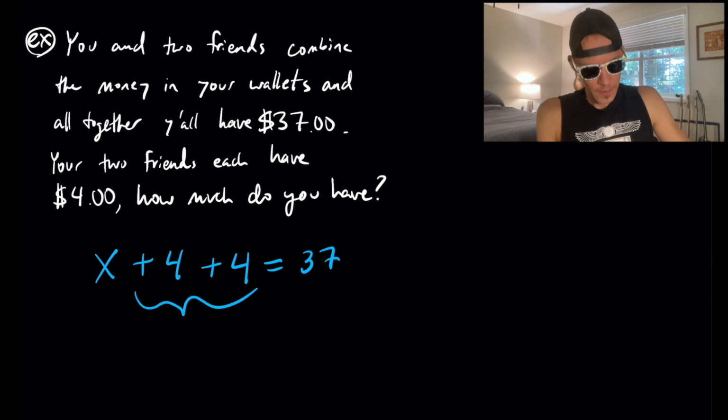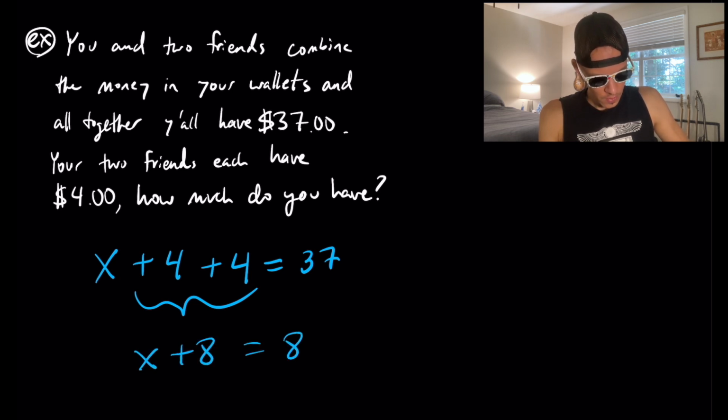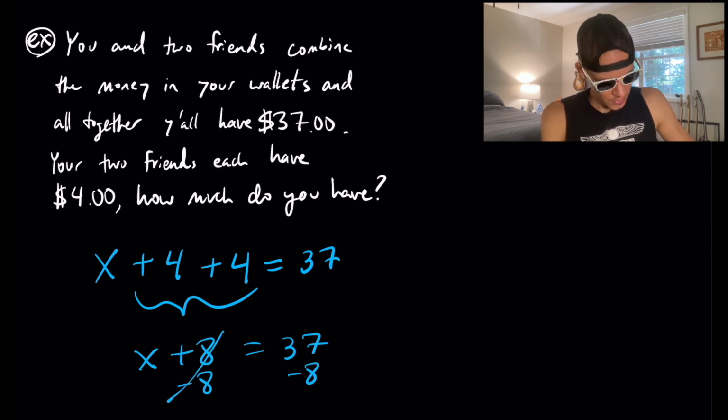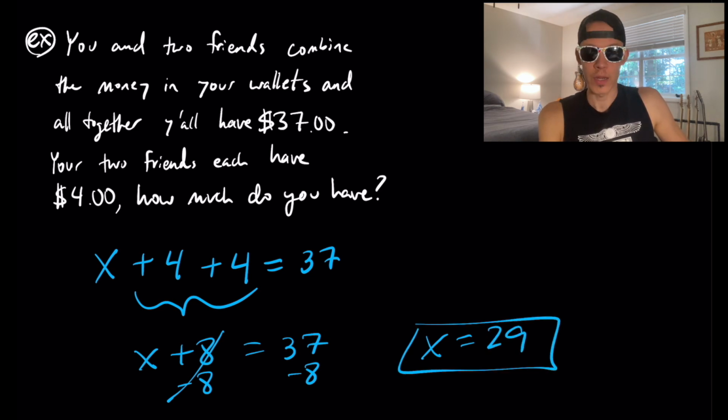I see 2 terms that I can combine here, the plus 4 and plus 4. That's going to make a plus 8, and not 87, but 37. And then now we can do our one-step equation. I'm going to subtract 8 on both sides. Those will cancel, so I'll have x is equal to 29. So you have $29.